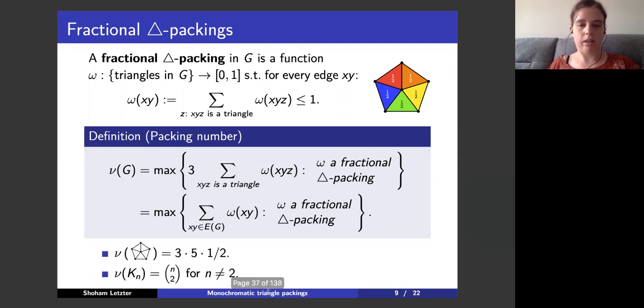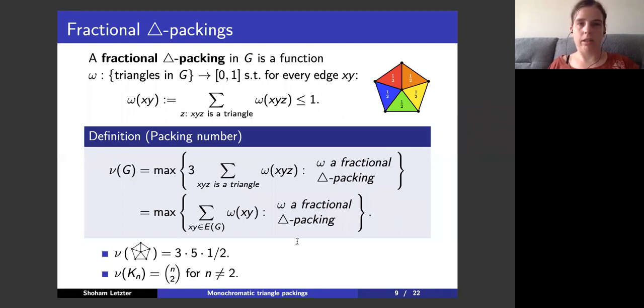And another easy example, if we look at a complete graph on n vertices and n is not 2, then I can cover fully all of the edges by giving each triangle the same suitable weight.